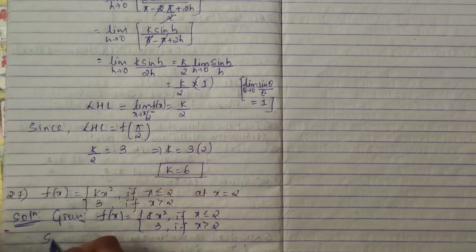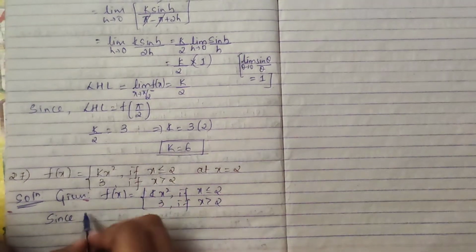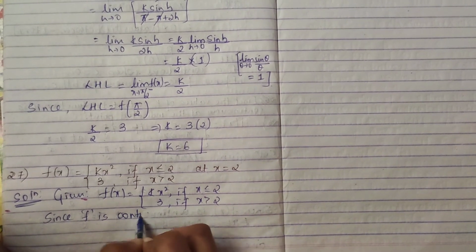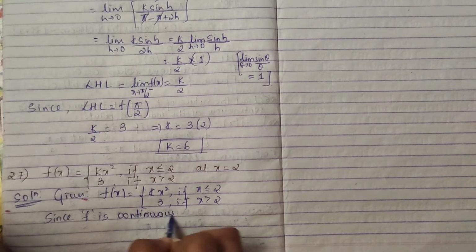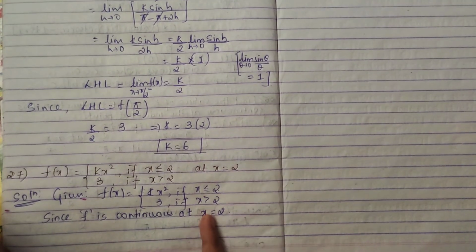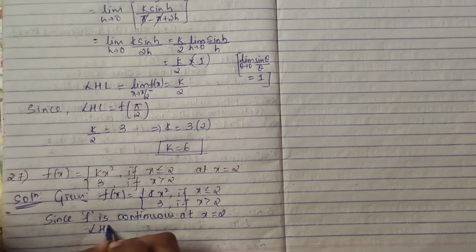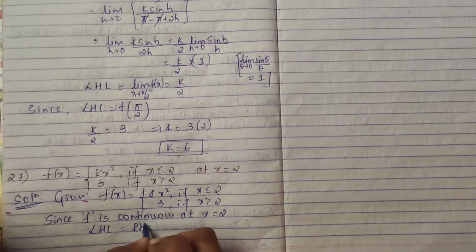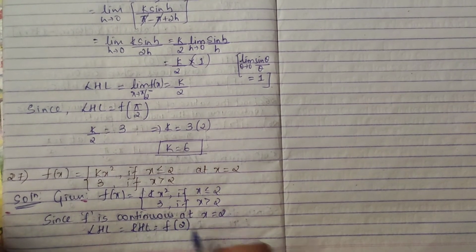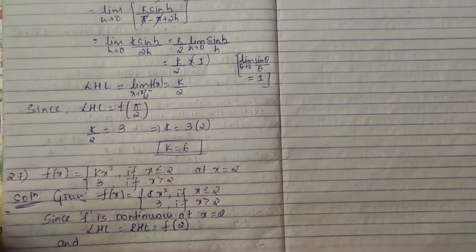So, I am writing, since f is continuous at x is equal to 2. So, how it will be? At x is equal to 2, we have to write LHL is equal to RHL is equal to f at 2. And at exactly 2, which is the condition?